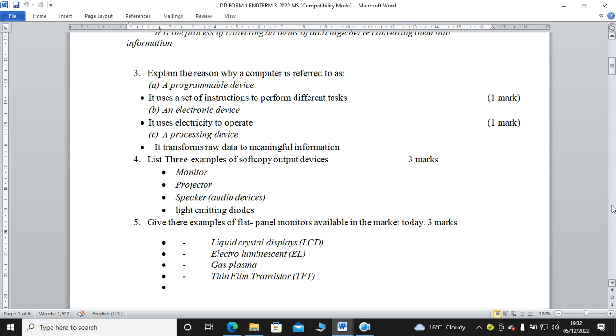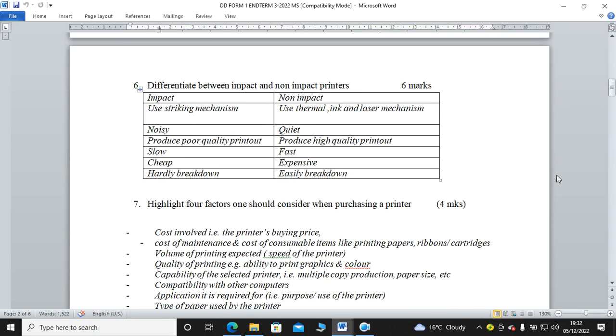On the other hand, in question number 5, give 3 examples of flat panel monitors available in the market today. We have our 3 marks. So we have the LCD or liquid crystal display. We have EL or electroluminescent. We also have gas plasma. We also have thin film transistor. Those are the examples of flat panel monitors we have in the market.